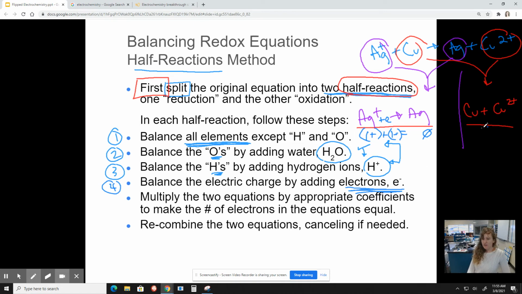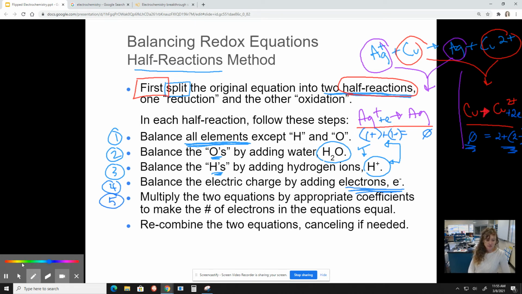If I have a copper, oops, that should be an arrow, not a plus sign. If I have a copper and a copper 2 plus, again, my electric charges are not equal, and so I'm going to add 2 electrons in order to make both sides the same charge. So we add electrons in order to balance the electric charge, and then we're going to multiply the two equations to make that electric charge equal.